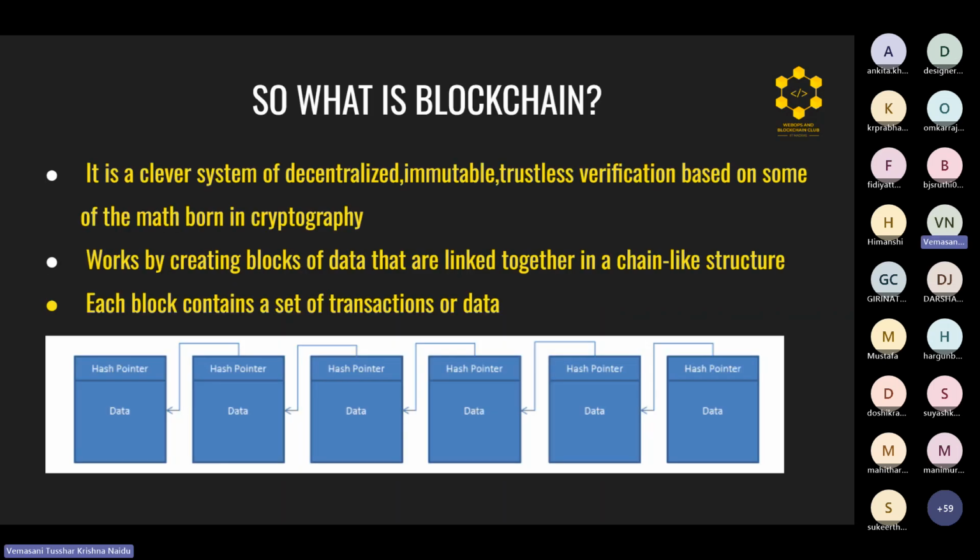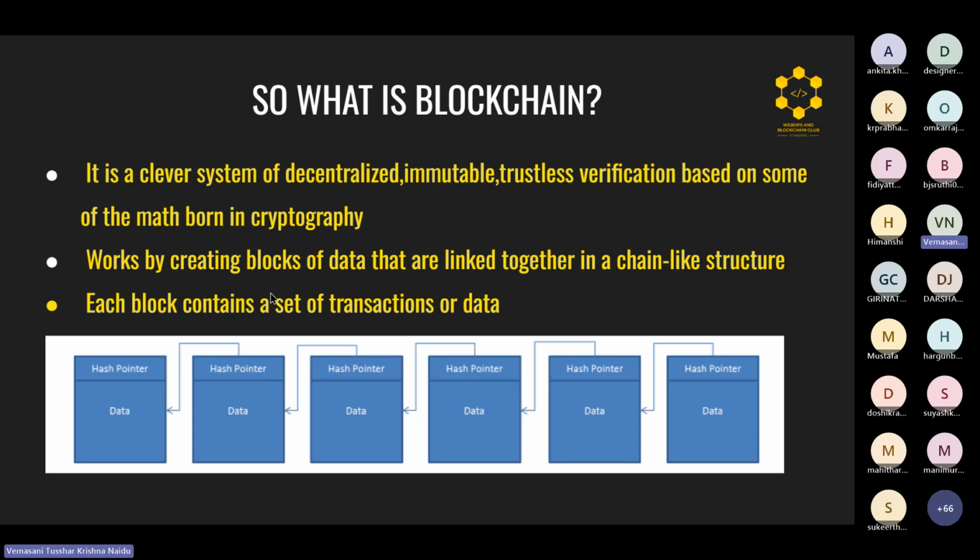So what is a blockchain? It's a clever system of decentralized, immutable, and trustless verification based on some of the math born in cryptography. What does decentralized mean? Decentralized means the distribution of power. What does immutable mean? Immutable means you cannot change anything in it. And it is based on cryptography. I'm sure many of you know what cryptography is. Cryptography is a field in mathematics where you change some data into a message that is difficult to decode.